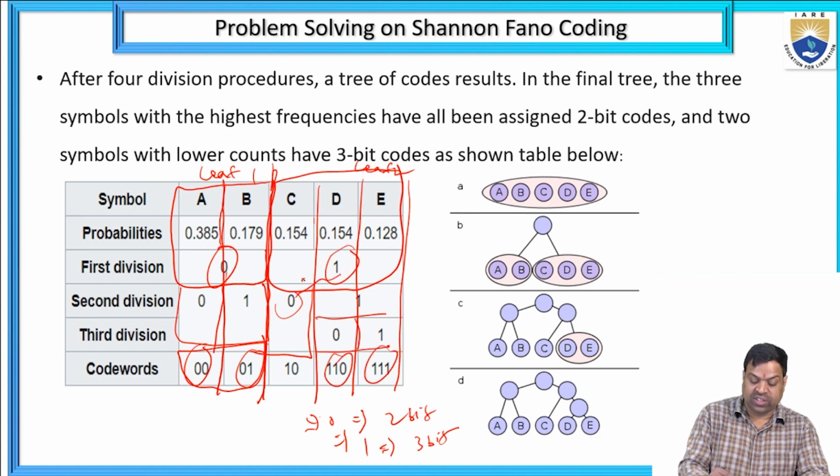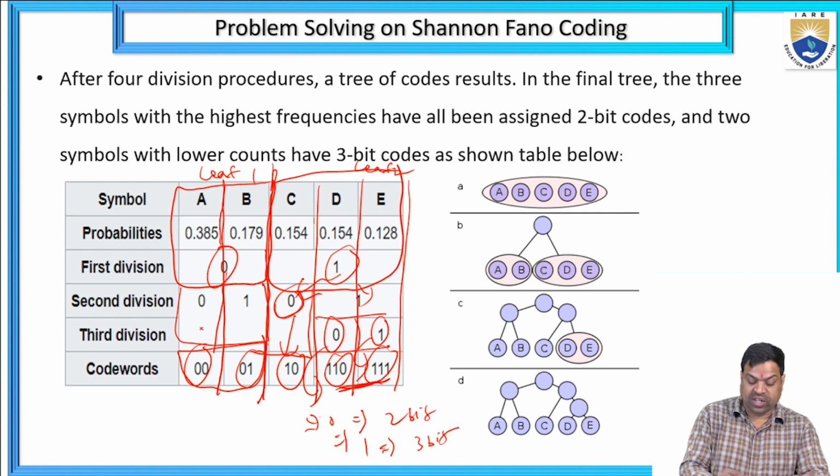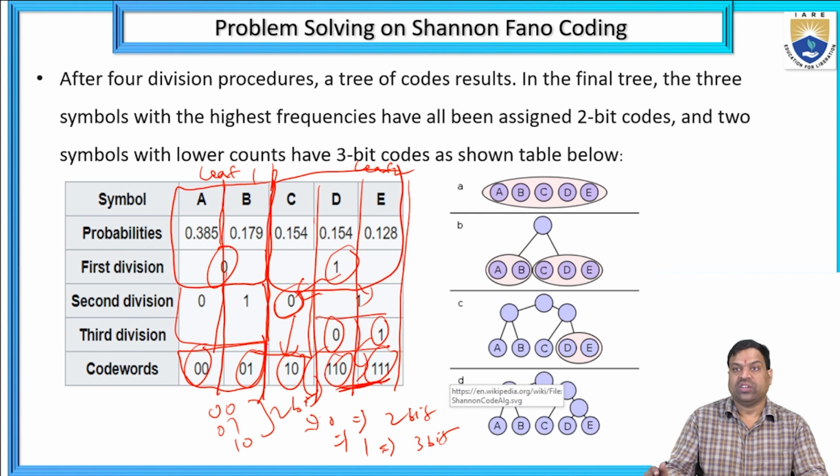But here 1 is dividing as 0 and 1. When I am going to the 0, 2 bit. When it is 1, 3 bit. So 1 belongs to 110, 111. So how many 2 bits are there? Here the remaining 00, 01, 10 are the 2 bit. How many 3 bits are there? 110, 111 are the 3 bit.